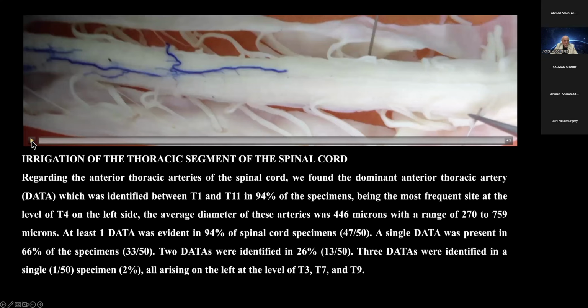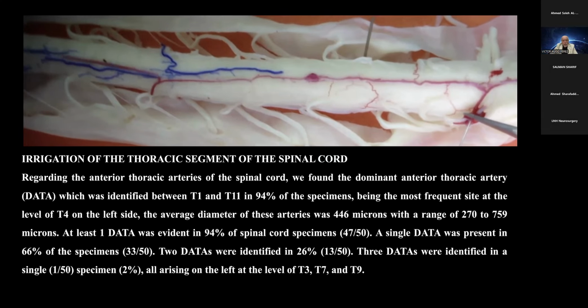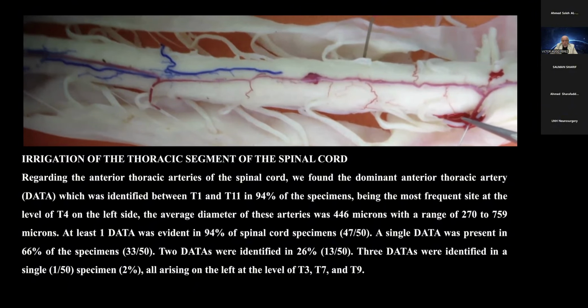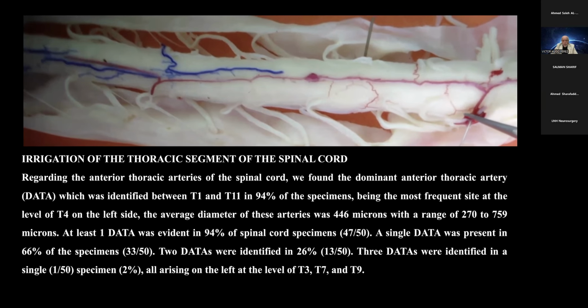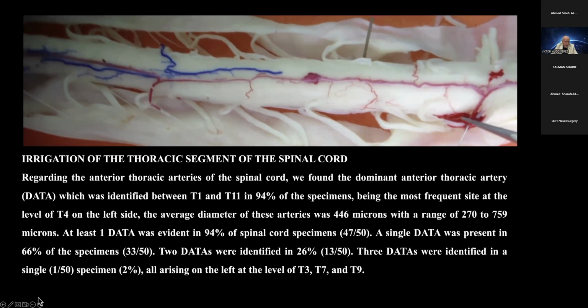So look at this injection of the thoracic artery. It is also a really nice video. Here I am injecting this artery, the DATA, dominant anterior thoracic artery. I'm going to repeat this injection in the thoracic segment of the spinal cord.